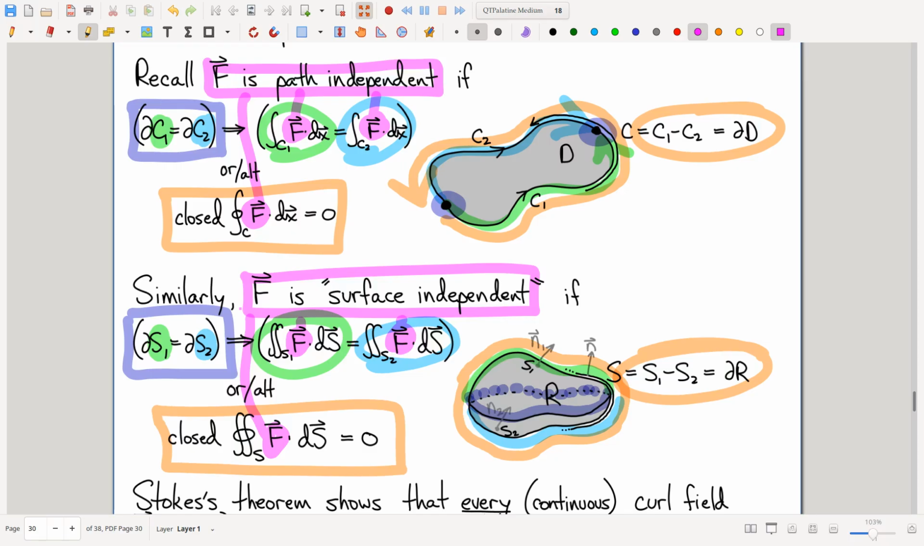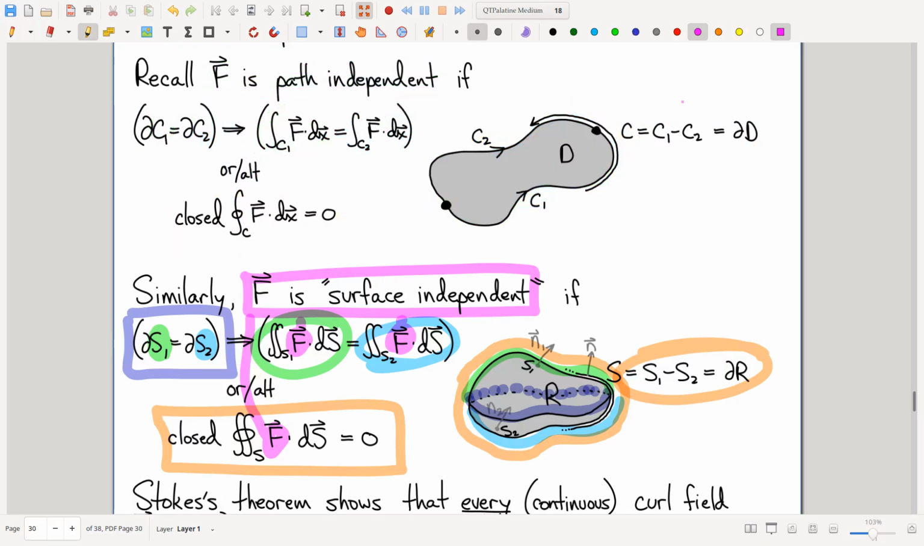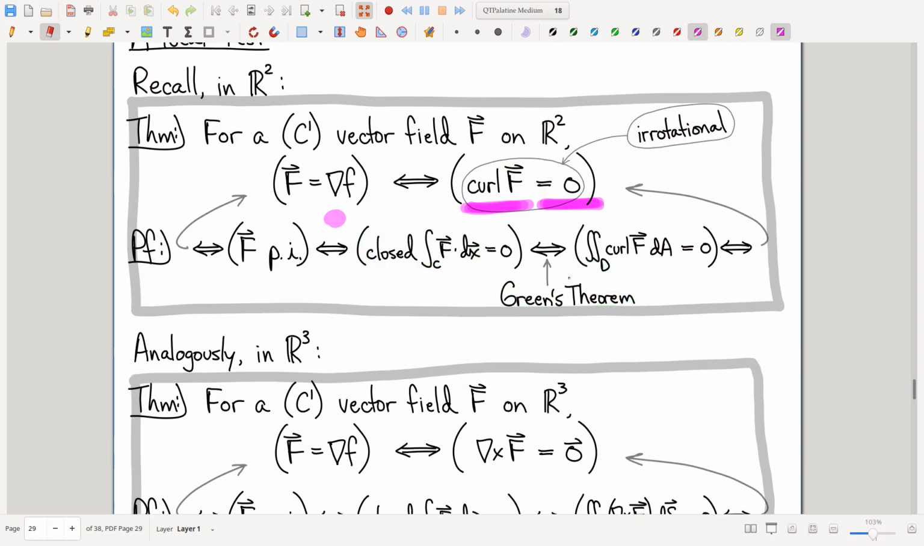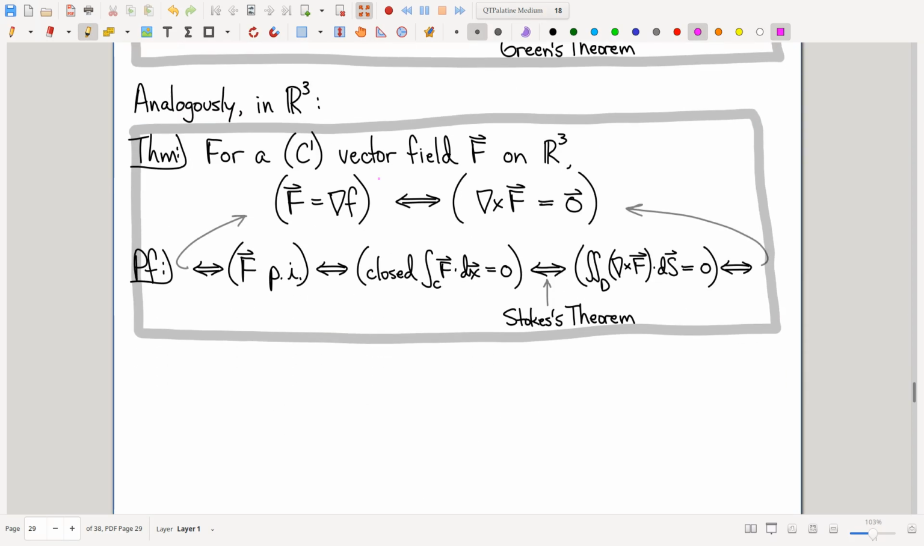All right. Now, we had a rule talking about path independence. If you want to know if a vector field is path independent, you look at curl and see if it's 0. So we're going to have to figure out, is there some analogous rule there? Another way to ask the question, what kinds of vector fields are path independent? We've seen previously that gradients are all path independent. Okay, what kind of vector fields are surface independent? It's another question that we need to entertain.